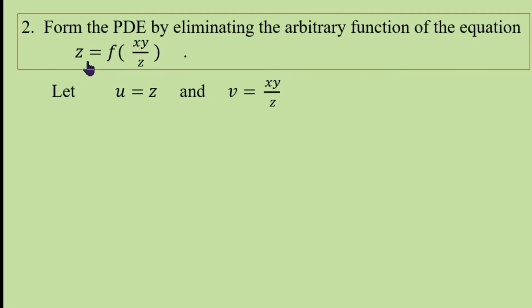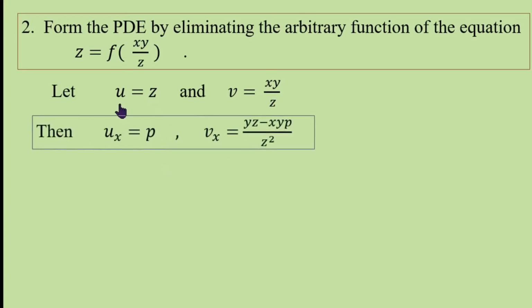u is z, u equal to f of v, v is xy by z. Now differentiate partially with respect to x. Dou z by dou x is p, and hence ux is p, and vx is, use the quotient rule: first in the denominator write the denominator z square, and z into the partial derivative of xy with respect to x, which is 1 into y, so zy, minus xy into dou z by dou x, which is p, minus xyp.